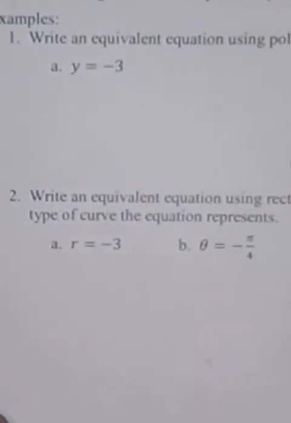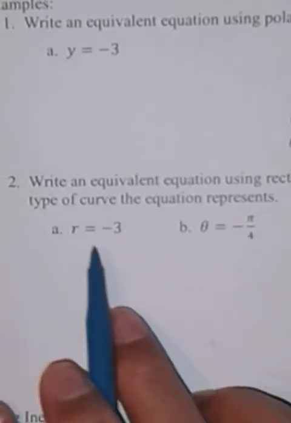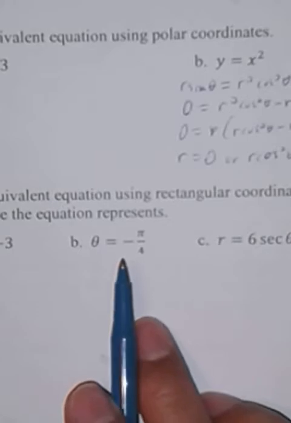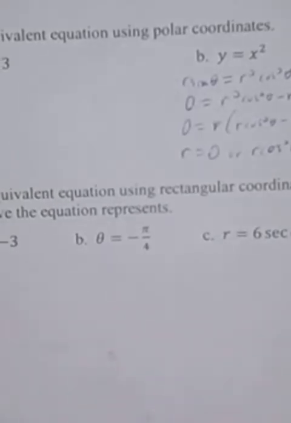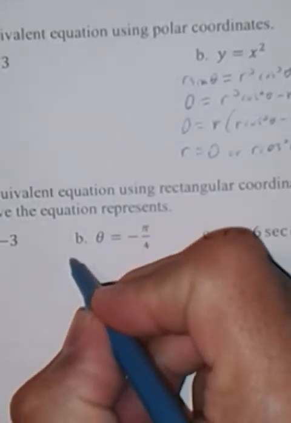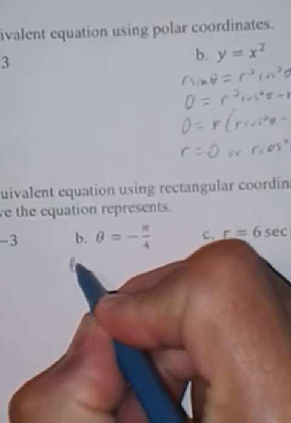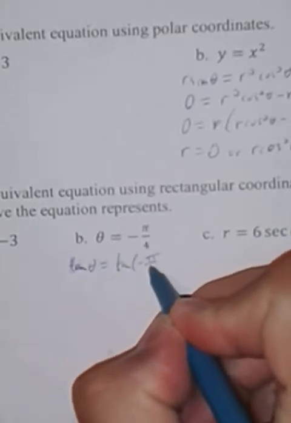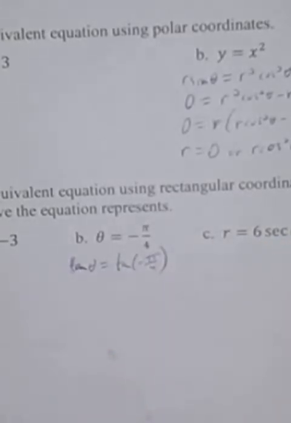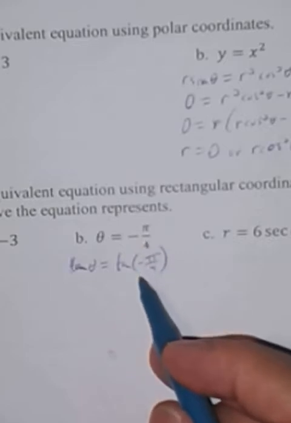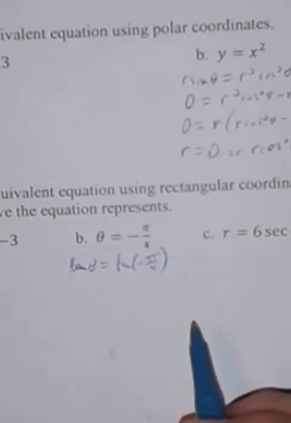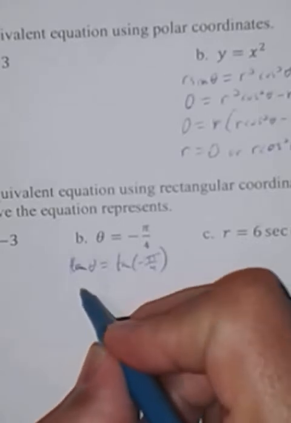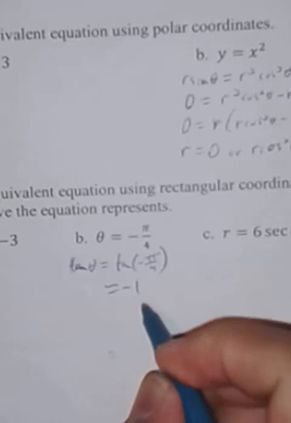Alright, this is the second part of 8.1, and we're looking now at these, but we're going to leave A for class. We're going to do B here. So theta equals negative pi over 4. That means tangent theta is tangent of negative pi over 4, right? If you remember your pi over 4s, that's in the fourth quadrant where you have a positive x, negative y, and so that's negative 1 for tangent. So tangent theta is tangent pi over 4, negative 1.